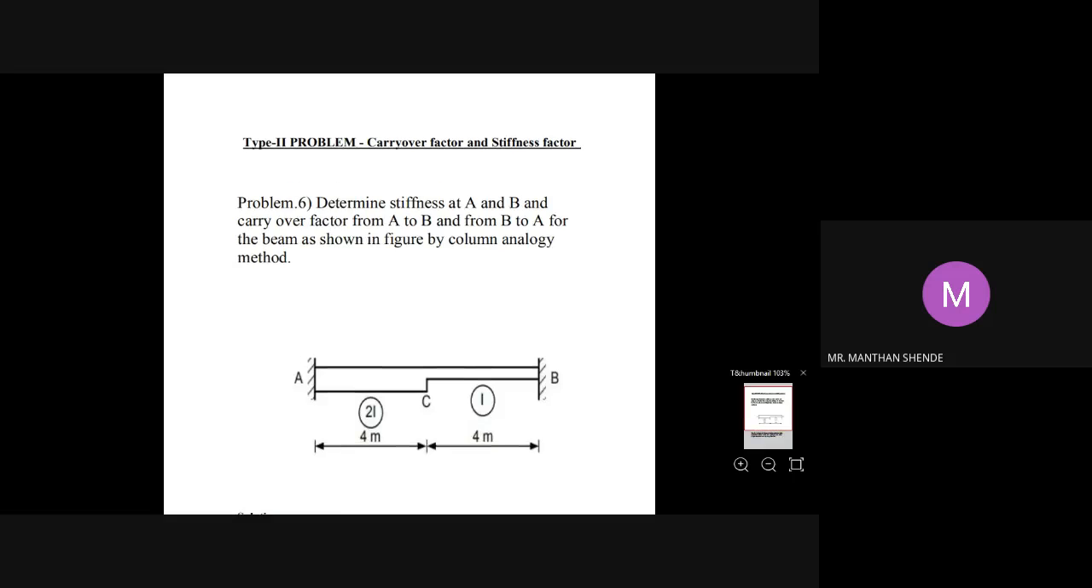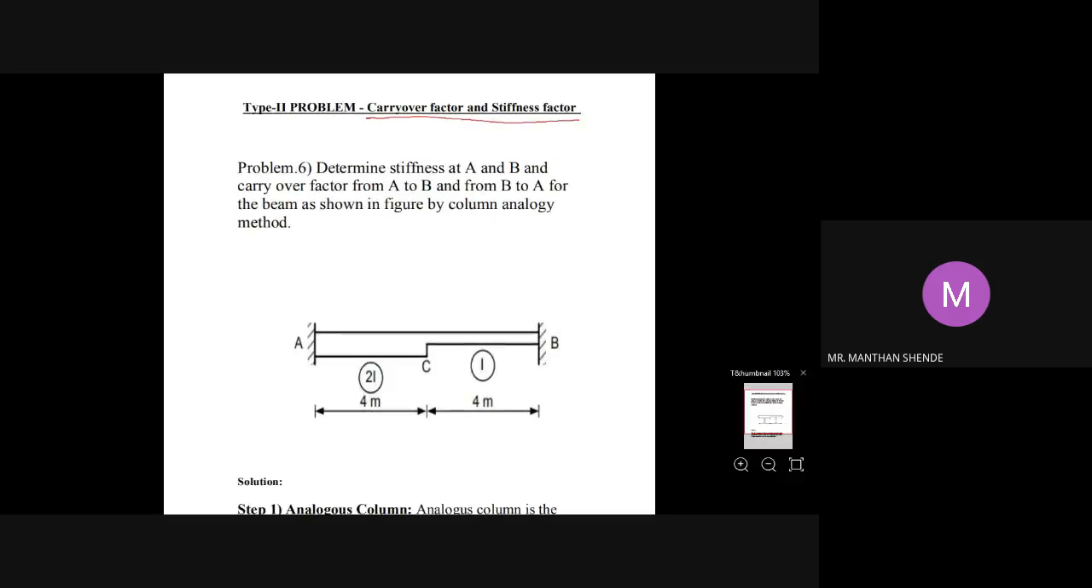This is a new type of problem. Here you have to find out the carryover factor and the stiffness factor. In this type of problem, there will be no external loading given in your structure. Only what you have to find out is the stiffness at A, and the carryover factor from A to B and from B to A, stiffness and carryover factor.